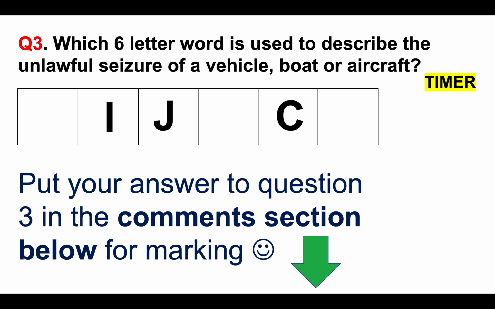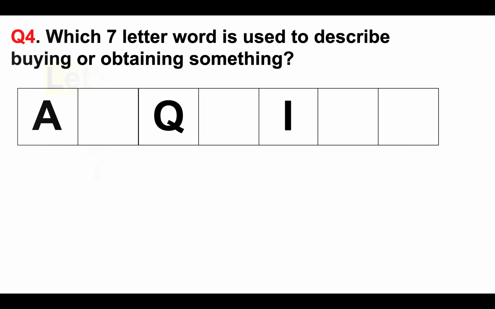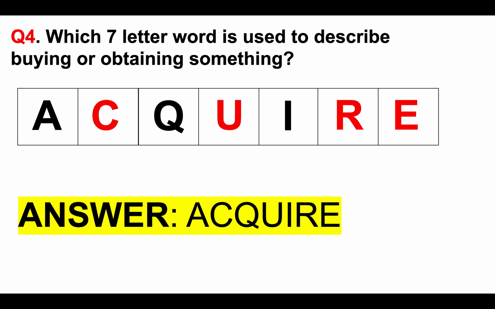Fantastic. Well done. Okay, these will get slightly harder as we move on. So let's now make things a little bit more challenging. Let's have a look at some 7-letter words where we only have 3 letters revealed. So question 4 is which 7-letter word is used to describe buying or obtaining something? And the correct answer is acquire. So if you buy or obtain something, you acquire it.